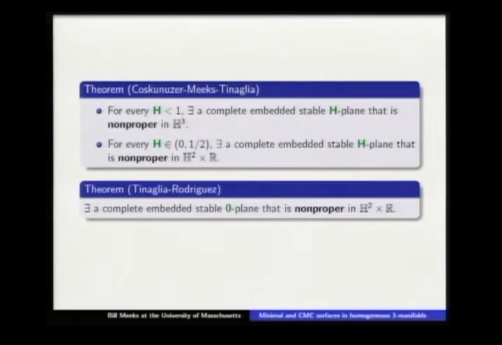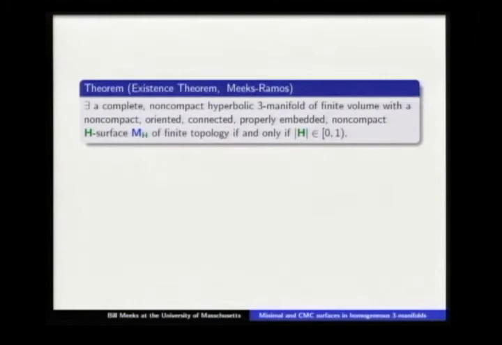Somehow the critical mean curvature is the exact right thing. Below it, we have non-proper examples. Above it, or sometimes equal to it, we're always proper. Somehow that number is very special. Okay. All right. So now I'm just going to talk a little bit about some work I do with Alvaro Ramos, and he's going to give a talk about some of this stuff on Thursday.